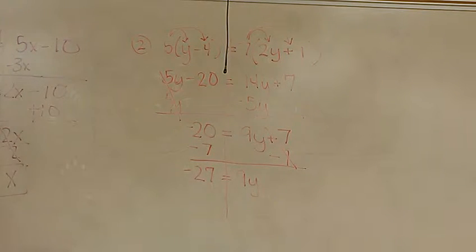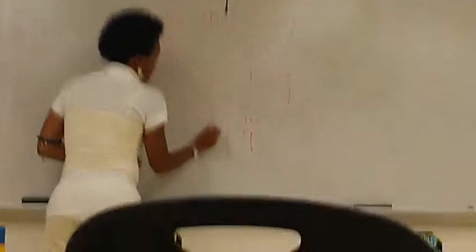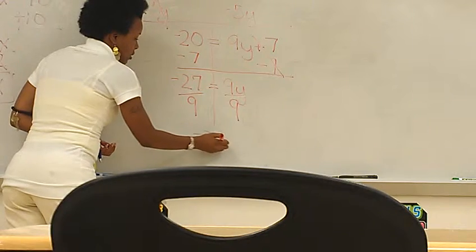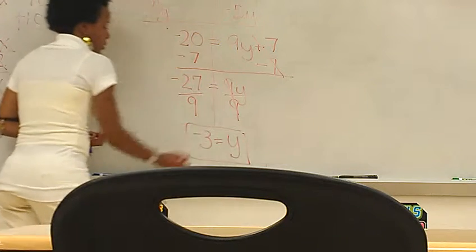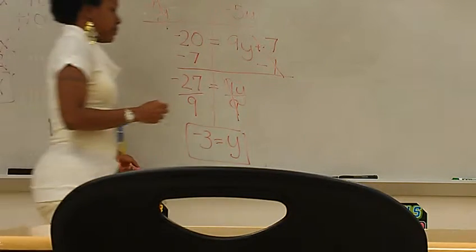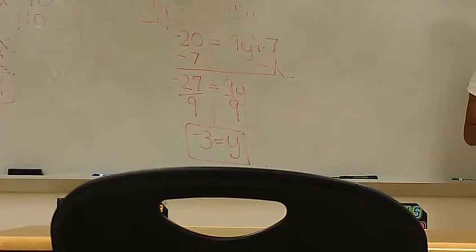What's next? Diego. Good. Divide both sides by 9. Okay? So negative 27 divided by 9 is? Negative 3. And 9's canceled. Bring down your y. Any questions so far? So far, so good.